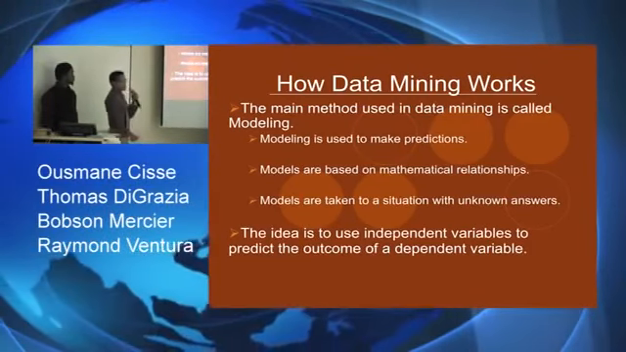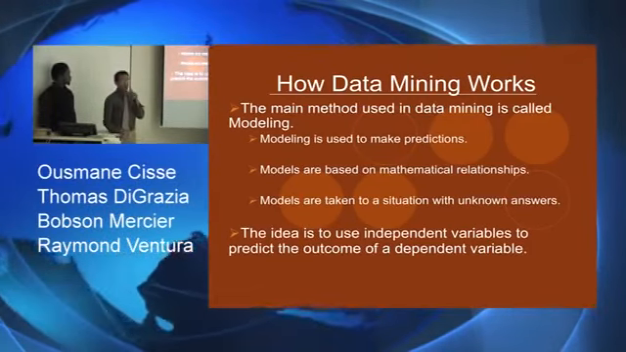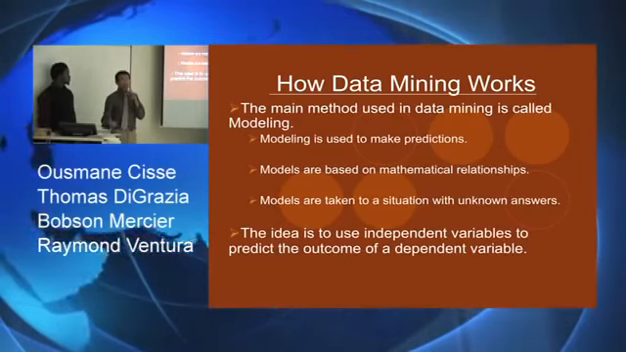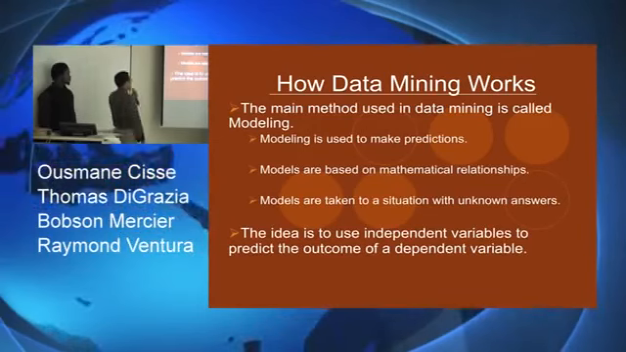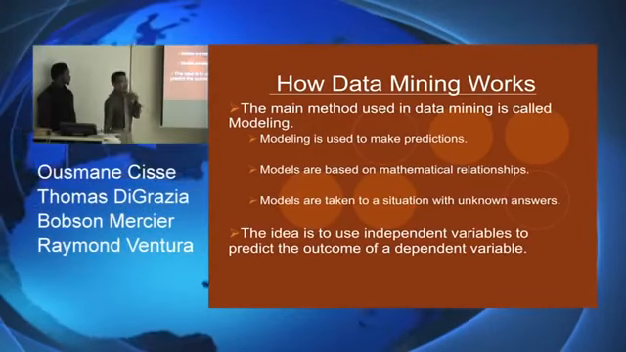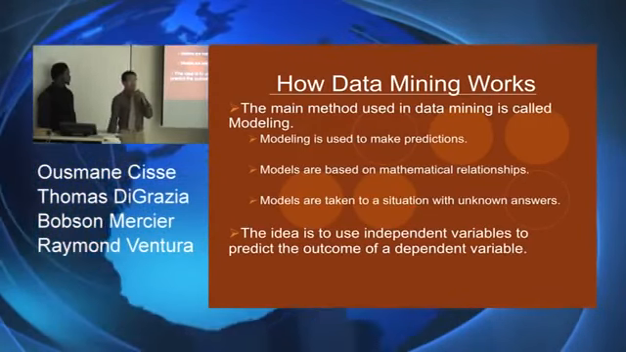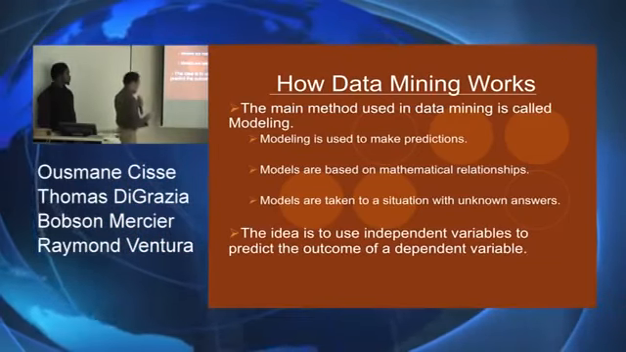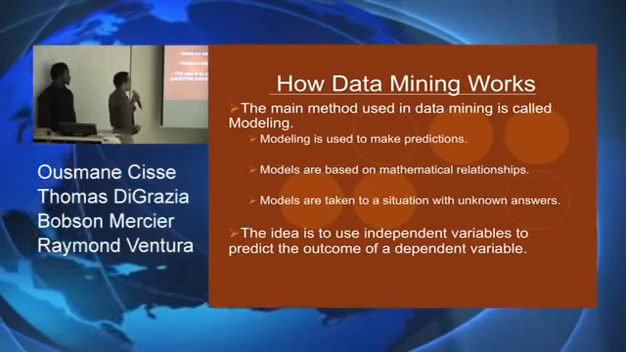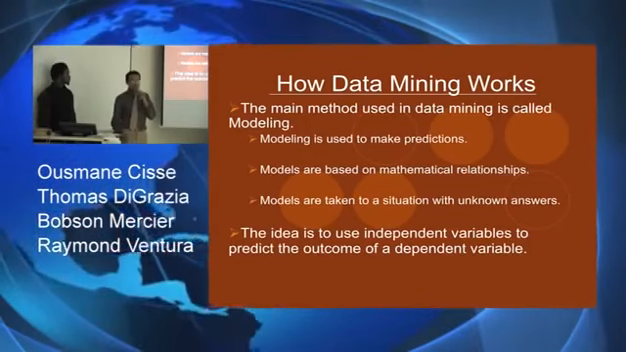Models are taken to a situation with unknown answers. So because you want to make predictions, you usually don't know what the answer is going to be. That's why you're trying to make a prediction. And the idea is to use independent variables to predict the outcome of a dependent variable. And normally, once you have all your data, you can manipulate the independent variables so that you can predict the reaction that that dependent variable is going to have.